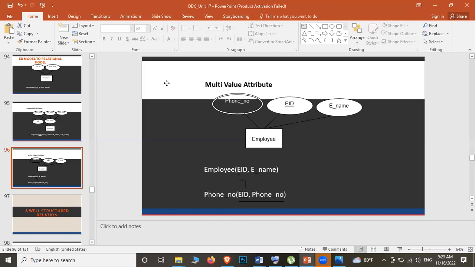Kids, tell me if you can, can you bring that as well? Can you write the relational schema also? Just try, then you will understand. Just try.